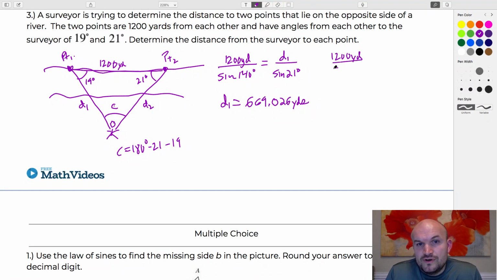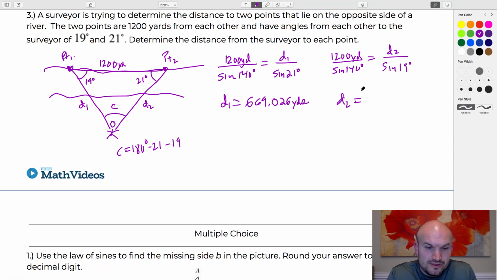And then for D2, I'm going to do the same thing. 1,200 yards over the sine of 140 degrees equals D2 over the sine of the opposite angle of D2, which is 19 degrees. So D2 is going to be 1,200 times the sine of 19 degrees divided by the sine of 140. And I get 607. And it makes sense. These angles are relatively close to each other, so these side lengths should be relatively close to each other. So I get 607.793 yards, rounded.